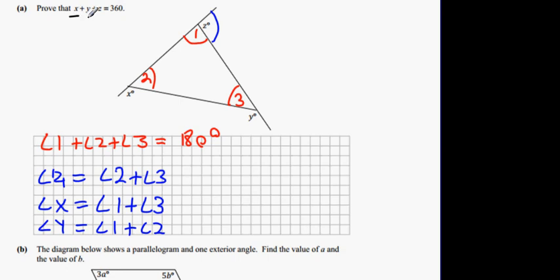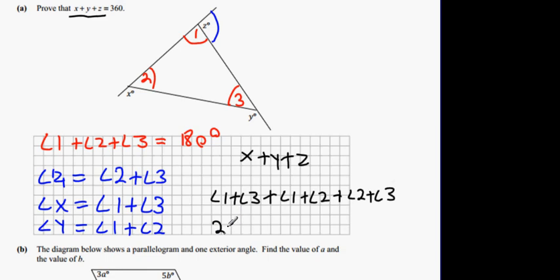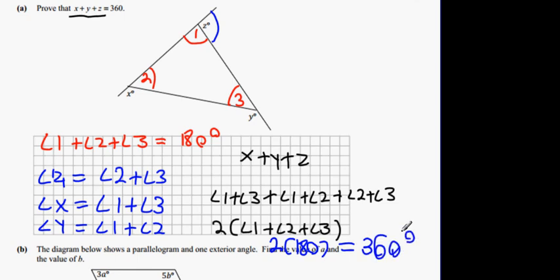Now, what it says in the question is to add them all together, X plus Y plus Z. And what we're going to get is angle 1 plus angle 3 plus angle 1 plus angle 2 plus angle 2 plus angle 3. Now look what happens here. It's going to be 2 times angle 1 plus angle 2 plus angle 3, because we have 2 angle 1s, 2 angle 2s and 2 angle 3s. And what do we say angle 1 plus angle 2 plus angle 3 is? 180. 2 times 180 gets me 360 degrees. And that's proven.